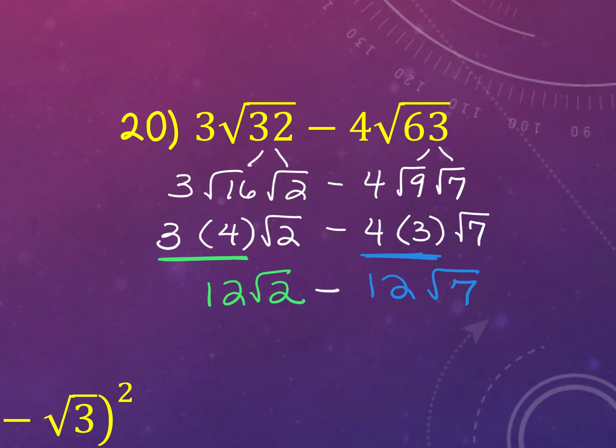Notice that they do not have the exact same number under the radical. So I stop. I cannot combine them because they both don't have a square root of 2 or they both don't have a square root of 7.